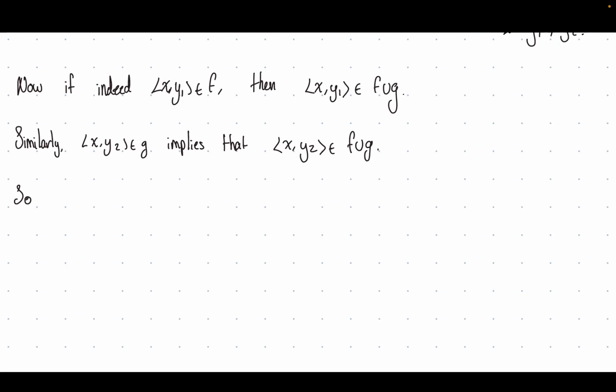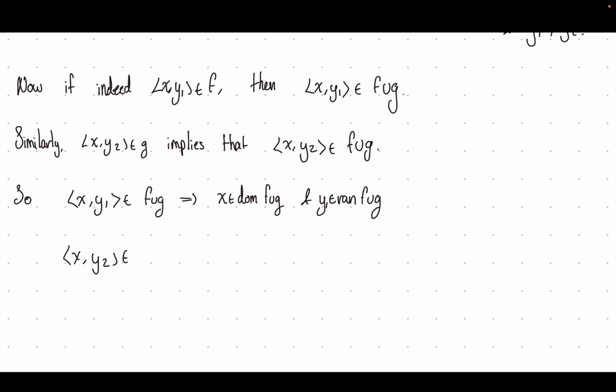x comma y1 being in f union g implies that x is in the domain of f union g, and y1 is in the range of f union g. Same as saying that x comma y2 being in f union g implies that x is in the domain of f union g, and y2 is in the range of f union g.